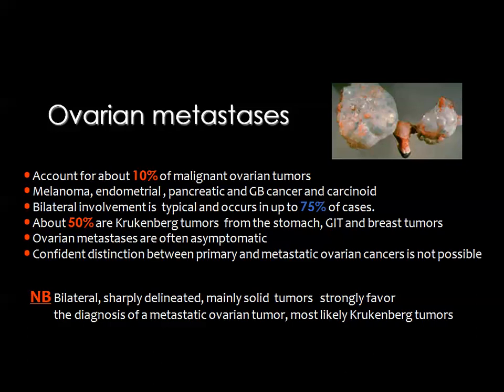Metastases to the ovaries account for 10% of the malignant ovarian tumors. They are usually of gastrointestinal origin sometimes, but melanoma, endometrial carcinoma, pancreatic, gallbladder, and gastric carcinomas may produce this type of metastasis, and bilateral involvement is typical in about three quarters of the cases. About 50% are Krukenberg tumors from the stomach or gastrointestinal origin or from breast cancers.